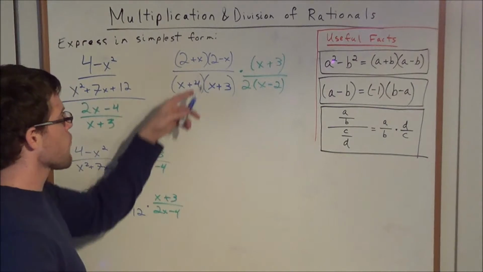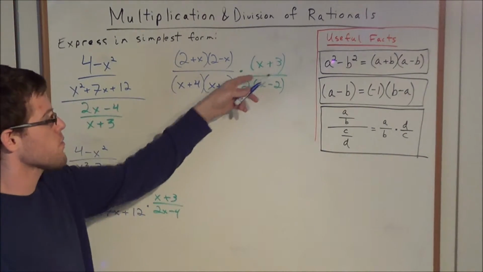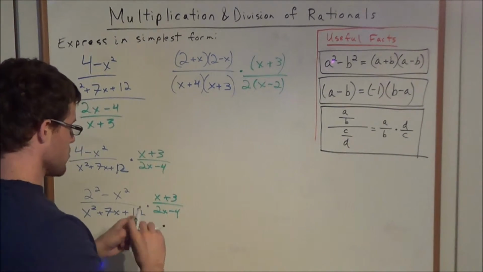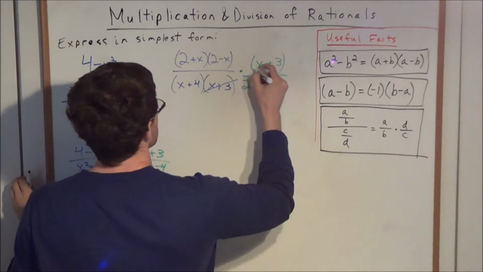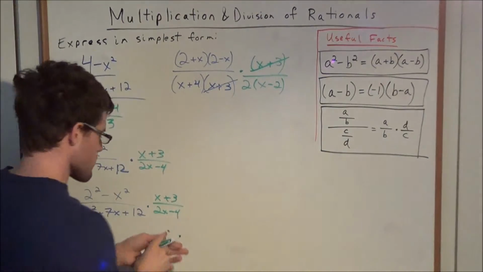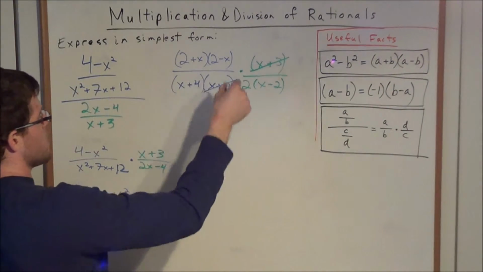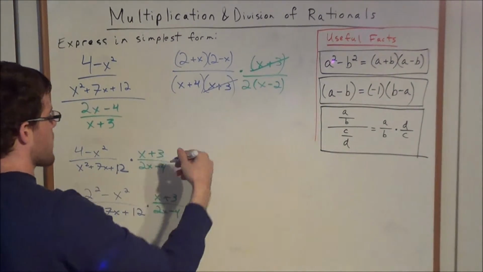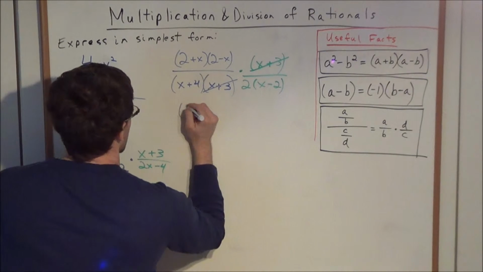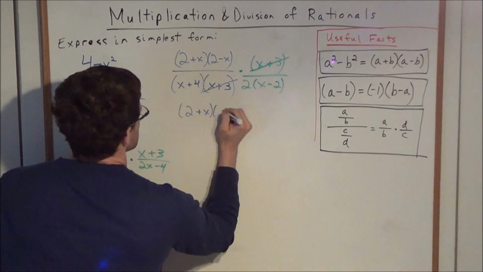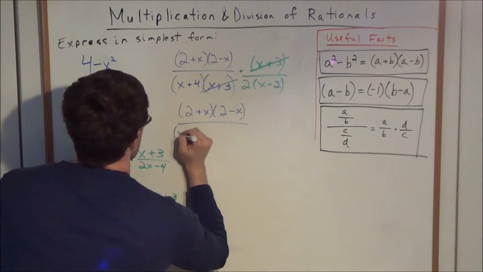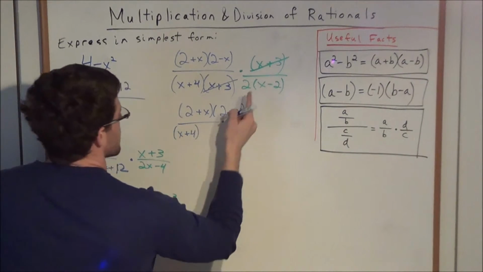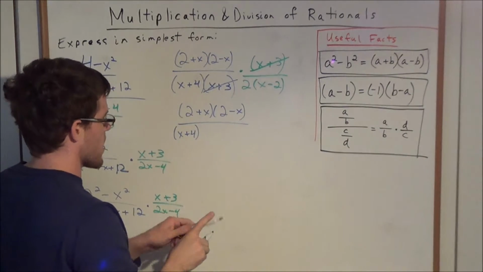So now, before we go to the next line, let's look to see if we have any common factors. And we do. We have an x plus 3 in the denominator that is going to cancel out with an x plus 3 in the numerator. So now let's rewrite the next line without those two factors that just canceled out. So we have (2 plus x)(2 minus x) over (x plus 4) and 2 times (x minus 2).